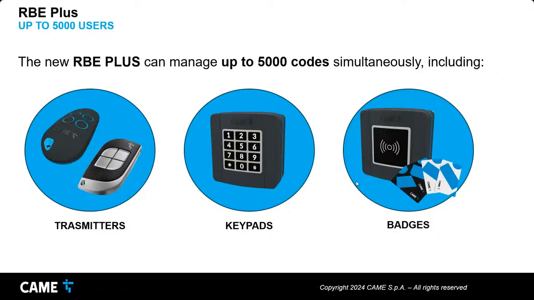That could be transmitters, could be keypads, could be badges. So 5,000 of that can be used mixed in those three solutions. There is another one, of course, which is the smartphone used in order to communicate with the Bluetooth selector, just in case. In this case, you have the application that recognizes yourself within the total amount of codes available.